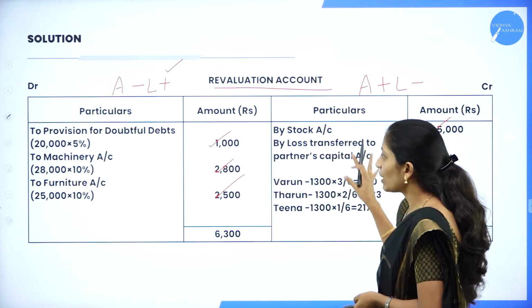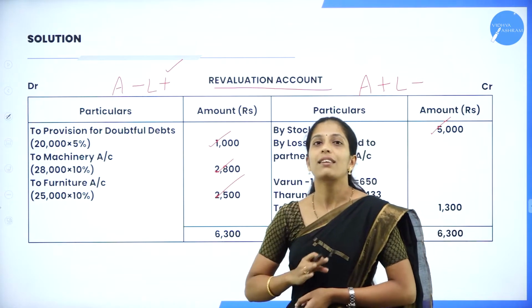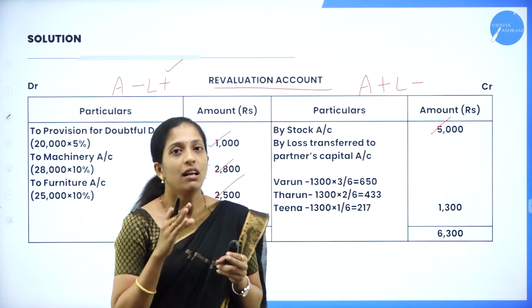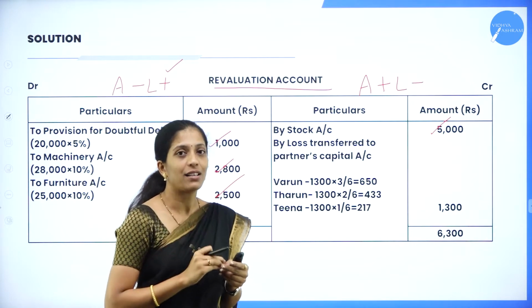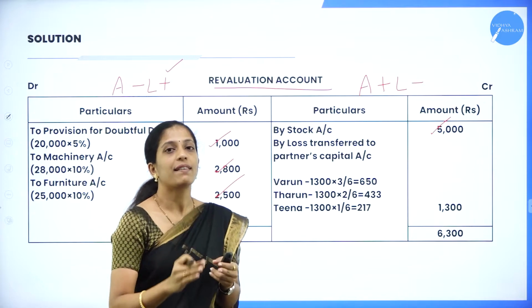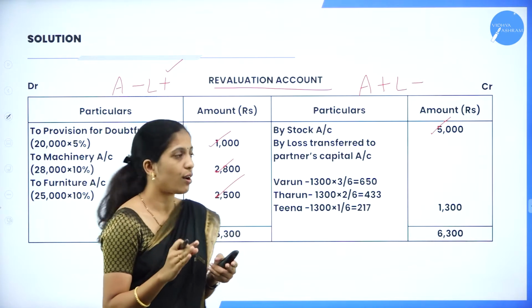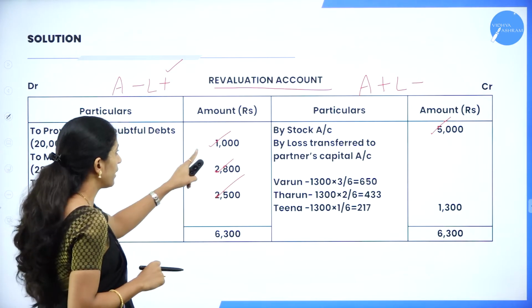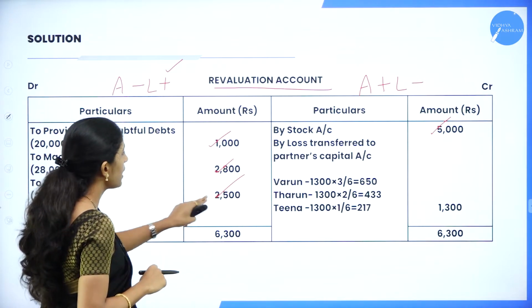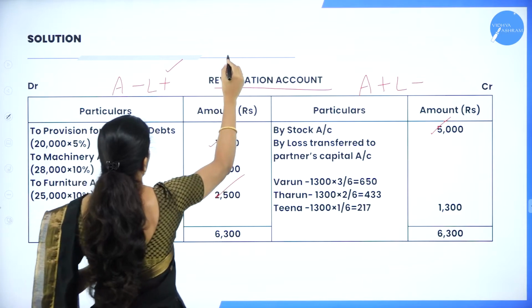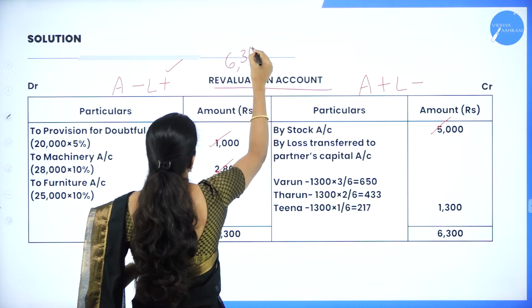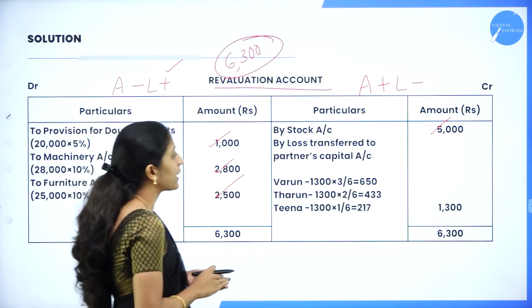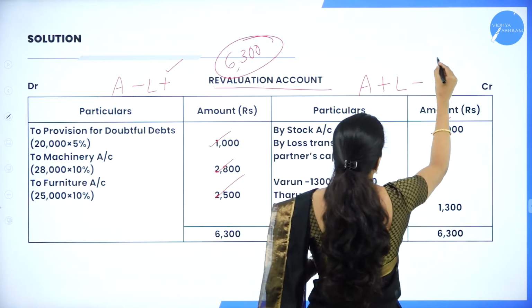Now we are done with all the entries relating to increase or decrease in the value of assets and liabilities. As usual, we have to balance, and the balancing figure will be either revaluation profit or revaluation loss. Now if you add all the amounts in the debit side, that is 1000 plus 2800 plus 2500, the total is 6300 in the debit side. Whereas coming to the credit side, we have only one amount, that is 5000.